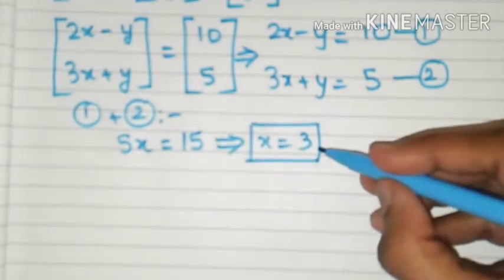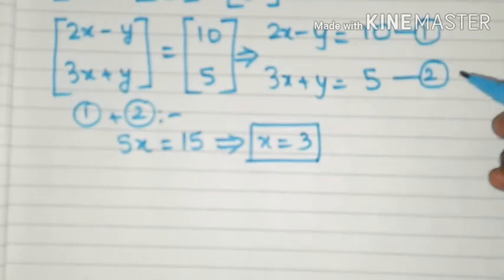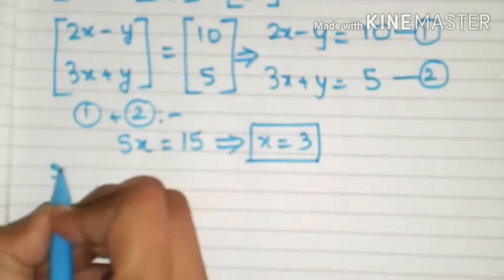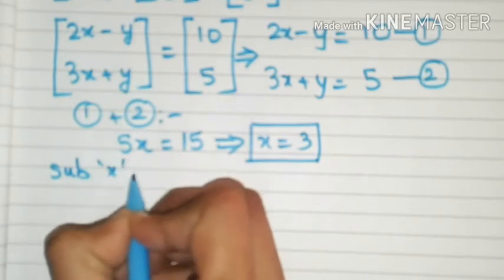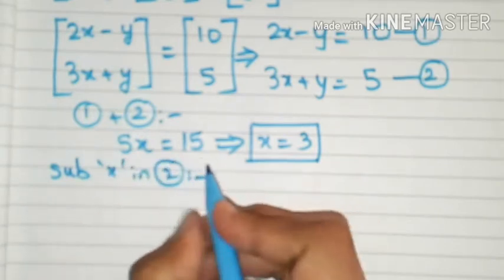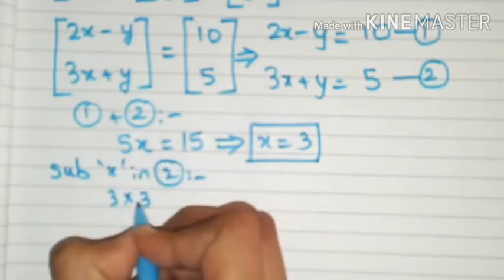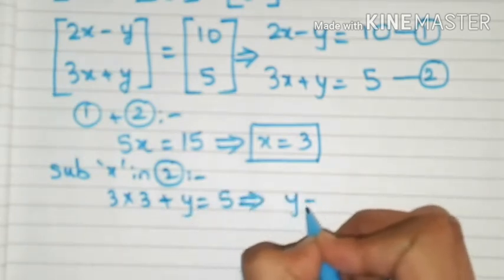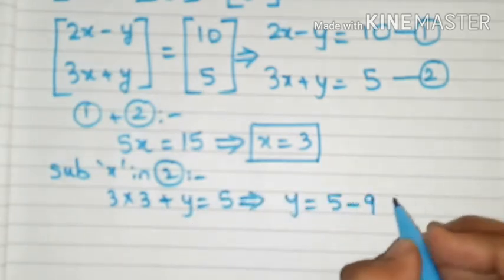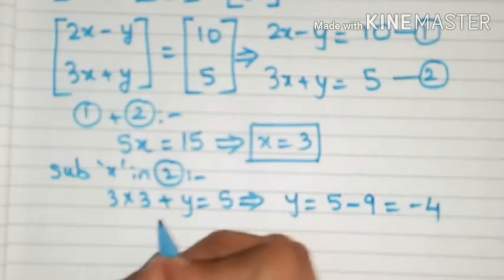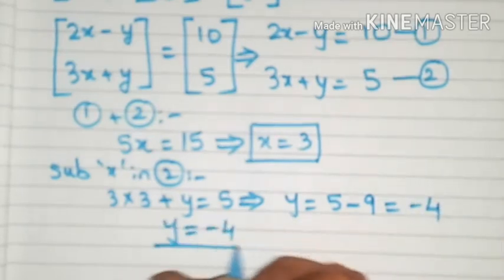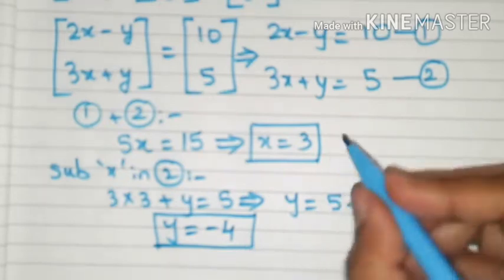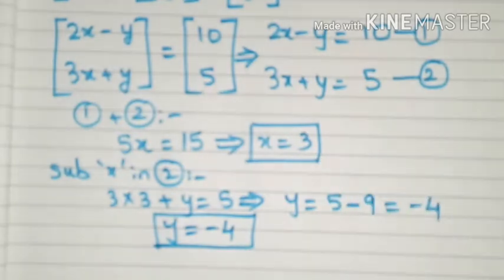So let us substitute this value in any of the two equations. Let's substitute in equation 2. So substitute x value in equation 2. Then we will get 3 threes are 9 plus y is equal to 5, which implies y is equal to 5 minus 9, which means y is equal to minus 4. So this is the value of y and x is equal to 3.